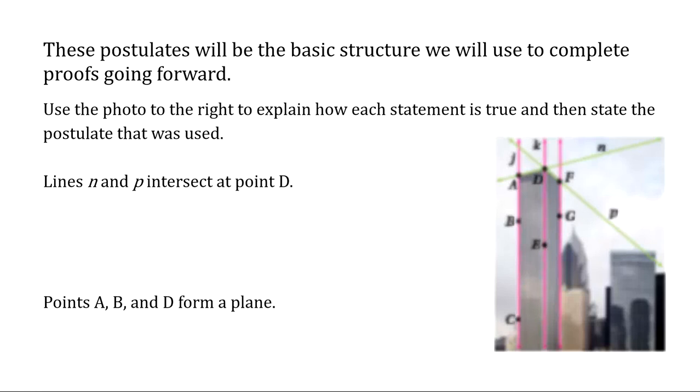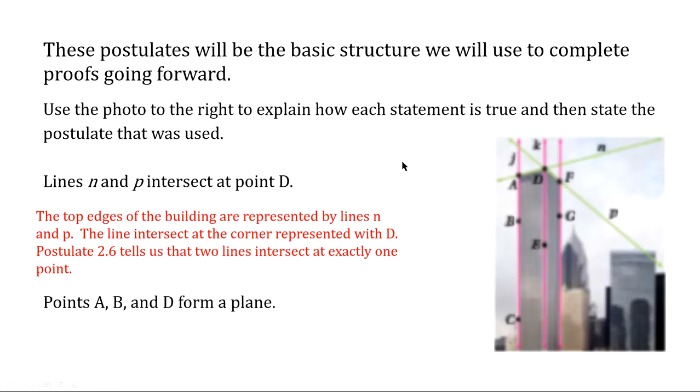Okay, so lines N and P intersect at point D. I'll use the cursor to point it out. Line N is this green line that comes over on the left side of the top part of the building. Line P is this other green line, which goes along the other top edge of the building. They intersect on the corner of the building, so they're intersecting at one point. So we see that the top edges of the building are represented by the lines. The lines intersect at the corner with D, and then postulate 2.6 tells us that two lines intersect at exactly one point. That's the postulate you would use to say that that statement is true.